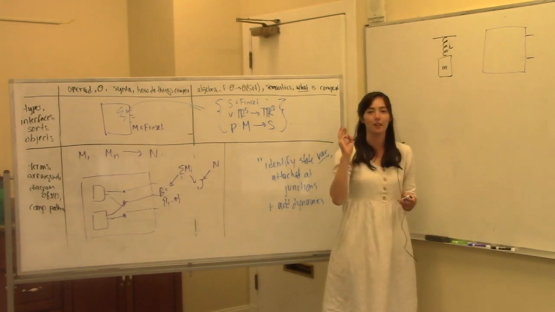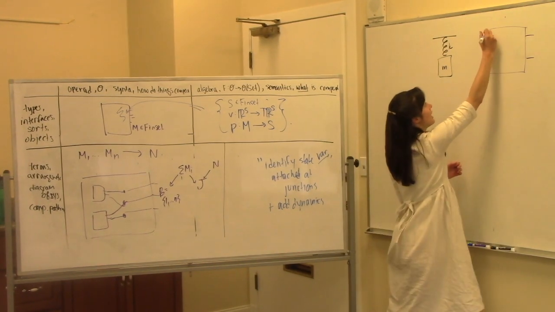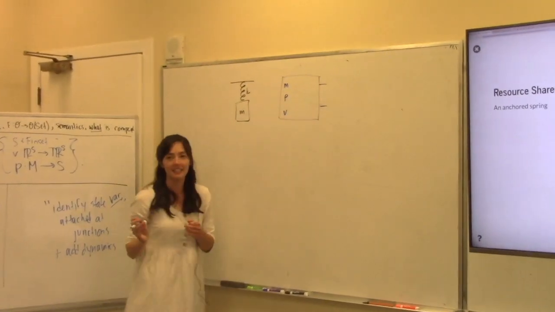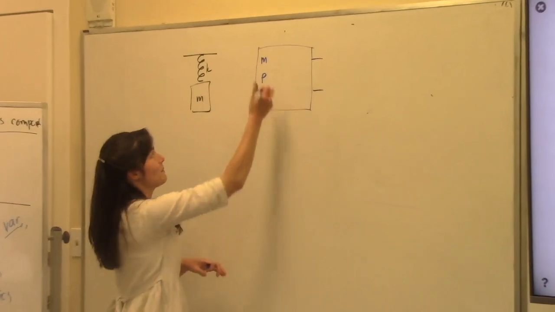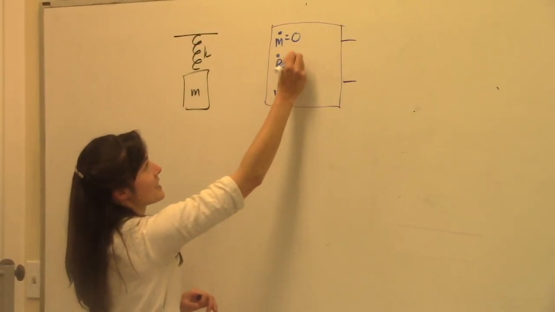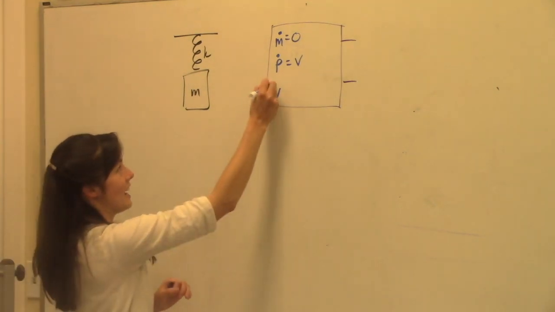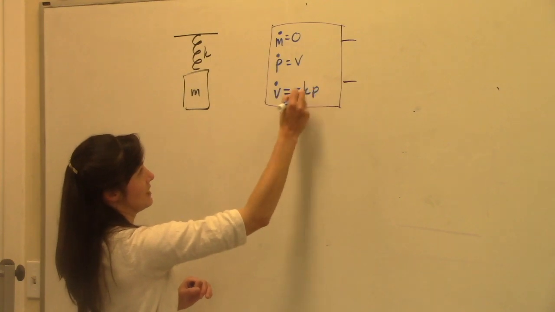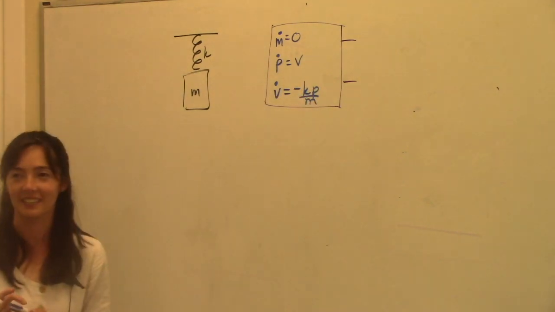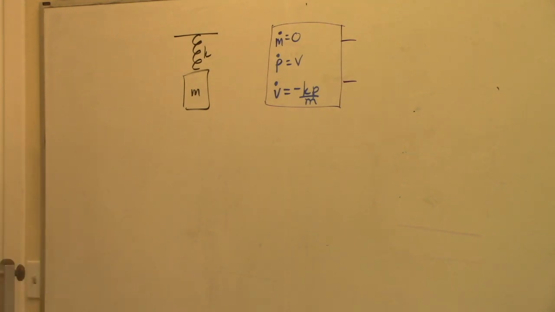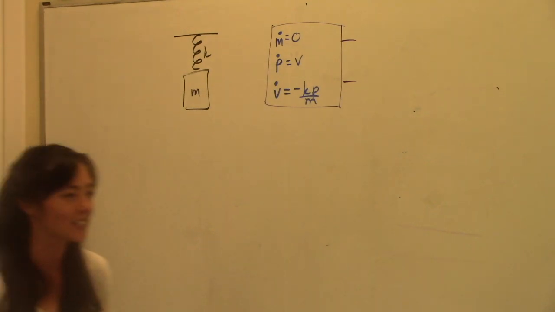We're going to have 3 states. I'm going to call it m for mass, p for position, and v for velocity. What are the dynamics? The mass doesn't change. The position changes according to the velocity. And how does the velocity change? Minus k p over m. And this is, I am extremely not a physicist, so if you have qualms or questions, let me know, but I probably won't be able to answer. Okay, cool, so that's our anchored spring.